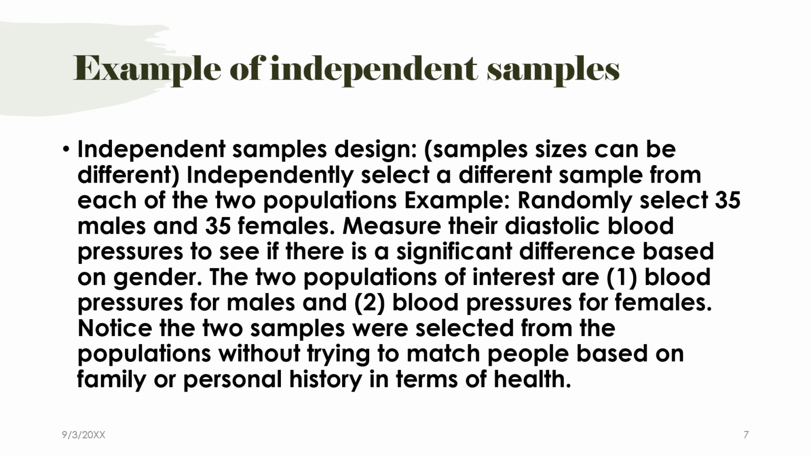Example of independent samples design. The sample sizes can be different. Independently select a different sample from each of the two populations. Example: randomly select 35 males and 35 females and measure their diastolic blood pressure to see if there is a significant difference based on gender. The two populations of interest are: one, blood pressure for males, and two, blood pressure for females. Notice the two samples were selected from the populations without trying to match people based on family or personal history in terms of health.